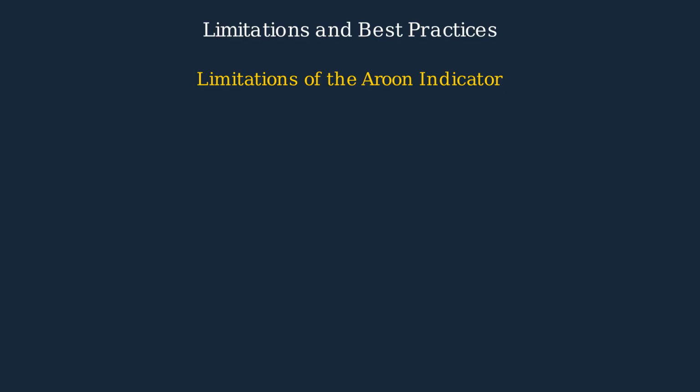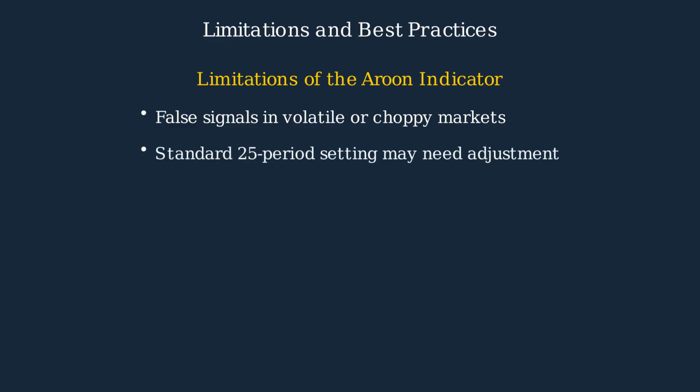The Aroon indicator, while valuable, has several limitations traders should be aware of. First, it can generate false signals in highly volatile or choppy markets, leading to potential trading errors. Second, the standard 25-period setting may need adjustment based on the security and time frame being analyzed. Third, Aroon works best in trending markets and may be less effective during prolonged sideways movements.